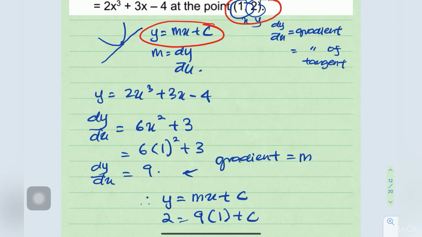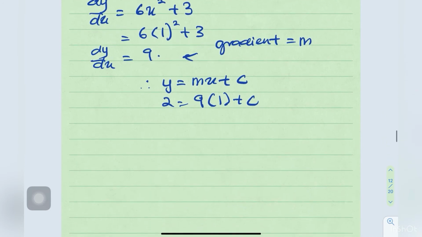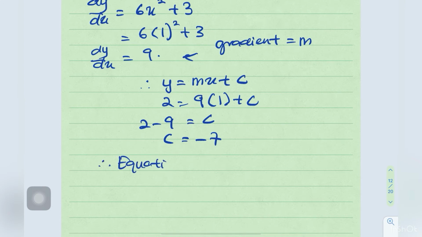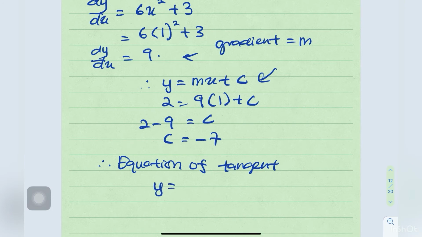plus c. Okay, so then you can find the value of c. So c equals to 2 minus 9. C equals to negative 7. So then you substitute into the equation. So therefore equation of tangent, just now this one. Okay, so y equals to 9x minus 7.